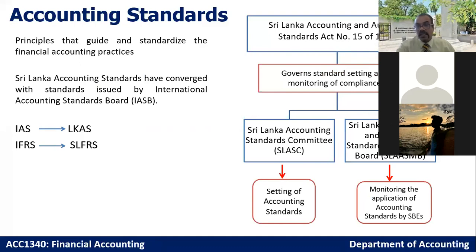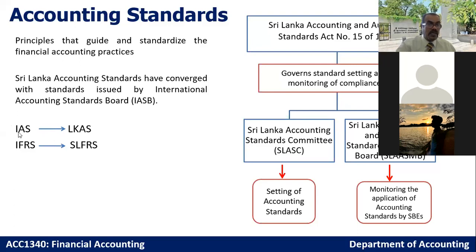On the other hand, there is another body, the Sri Lanka Accounting and Auditing Standards Monitoring Board, in acronym SLAASMB. They monitor whether institutions follow and comply with accounting standards. So now we have two types of accounting standards: LKAS, Lanka Accounting Standards, and Sri Lanka Financial Reporting Standards. Nevertheless, no matter what labels are used, both are Sri Lanka accounting standards. Then why do we have two?